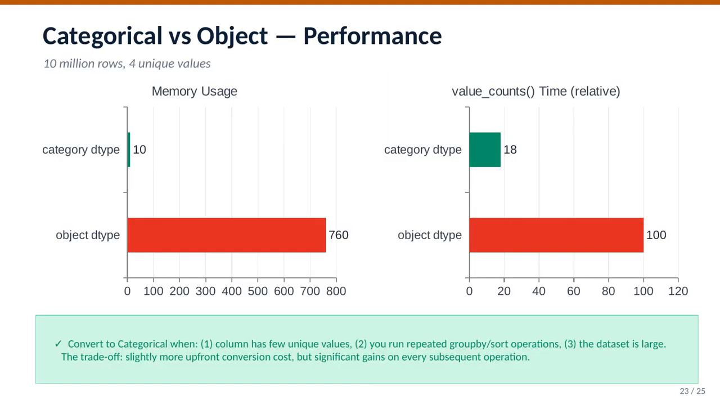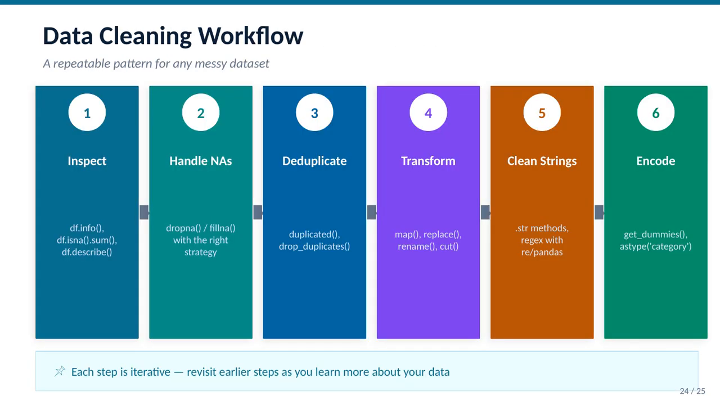With 10 million rows but only 4 unique values, using the categorical type cuts memory use, about 10 versus 760 megabytes, and makes operations like value_counts roughly 5 times faster. Convert a column to categorical when it has few unique values, you run repeated groupby or sort operations, or the dataset is large. There is a small upfront conversion cost, but you get large recurring performance gains on later operations. Follow 6 repeatable steps for messy datasets.